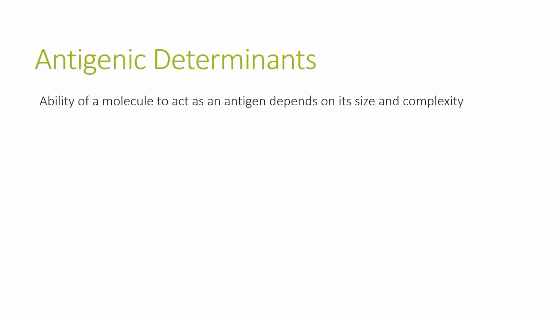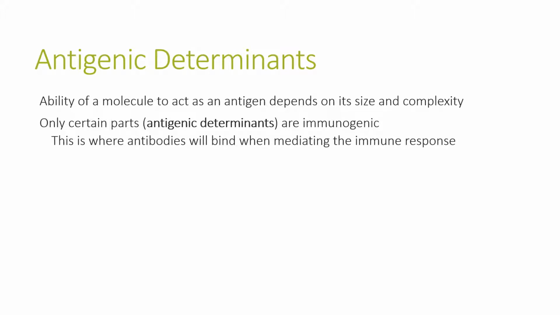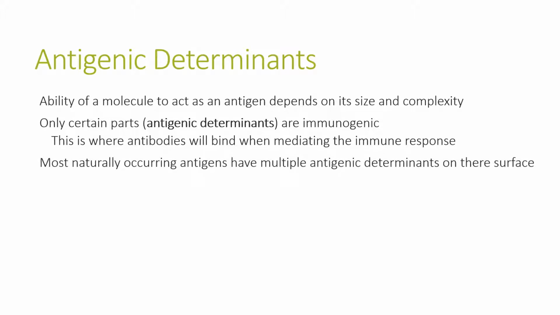The ability of a molecule to react to an antigen depends on its size and complexity. Only certain parts of an antigen are immunogenic and cause an immunological response. These parts are referred to as the antigenic determinants. This is where antibodies will bind when mediating the immune response. Most naturally occurring antigens have multiple antigenic determinants, multiple places on their surface where antibodies can bind.